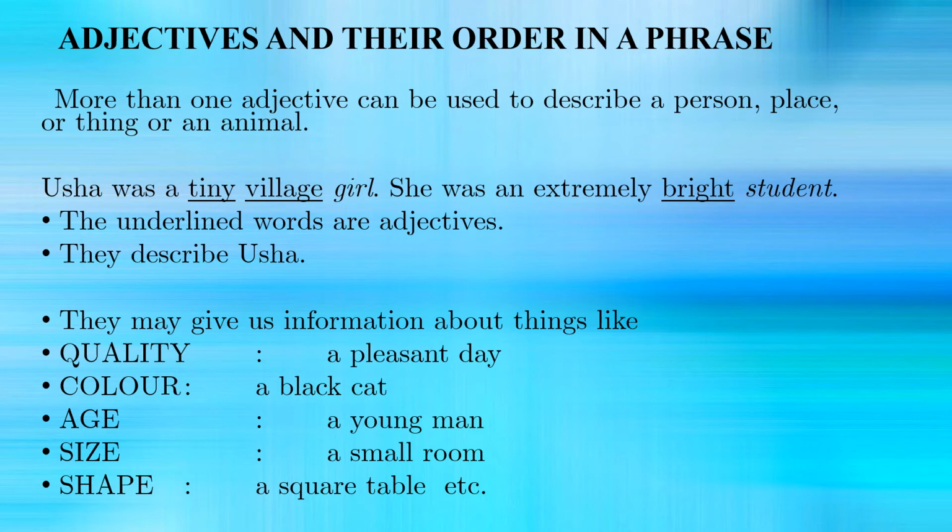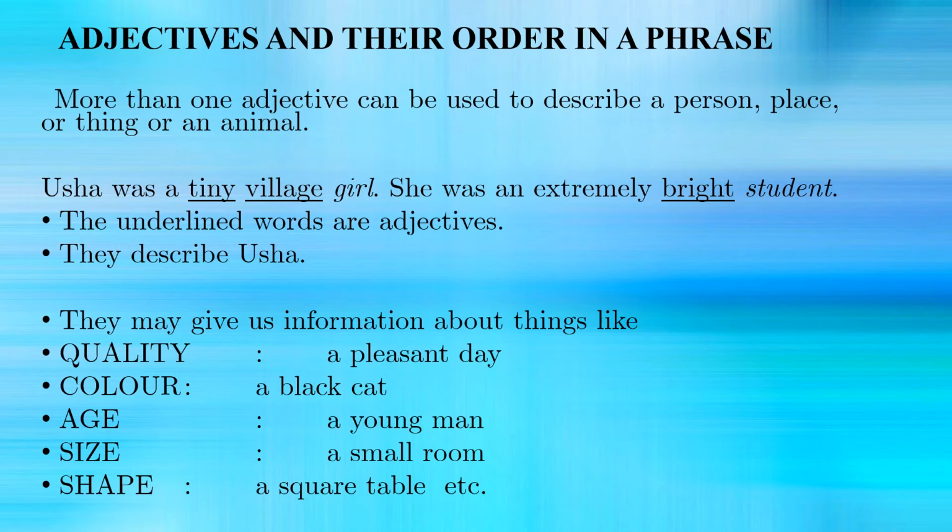What is the order? Here let us take one example. Usha was a tiny village girl. She was an extremely bright student. Here I have underlined a few words in the sentence. So these underlined words are describing Usha. Usha was a tiny village girl. Tiny and village. She was an extremely bright student. And the word bright is qualifying or adding more information to the noun Usha.